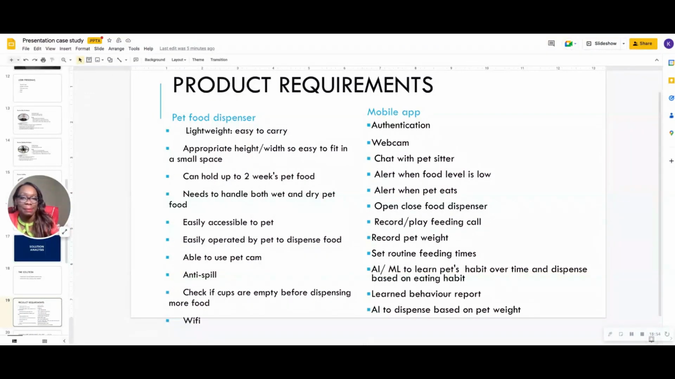Set routine feeding time, so you know that every certain time the cat should be eating or the dog should be eating, and that's when you play the feeding call to encourage them to come and eat.